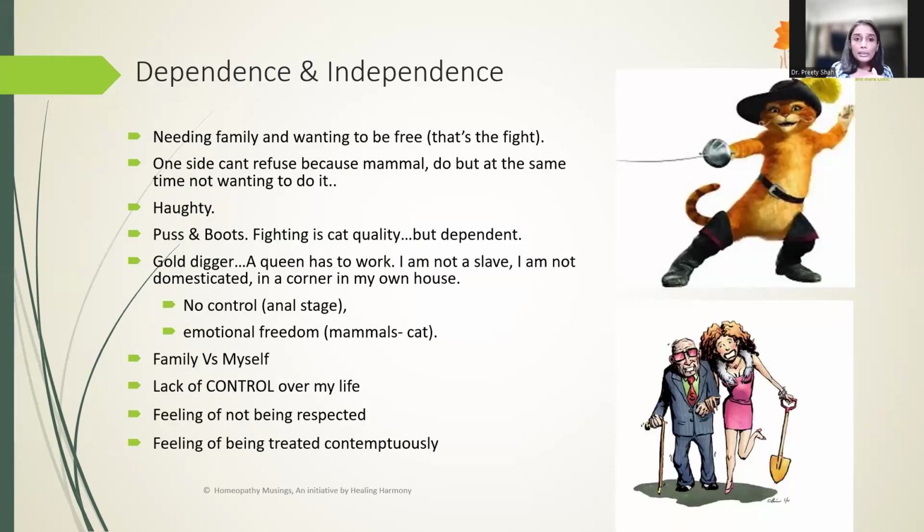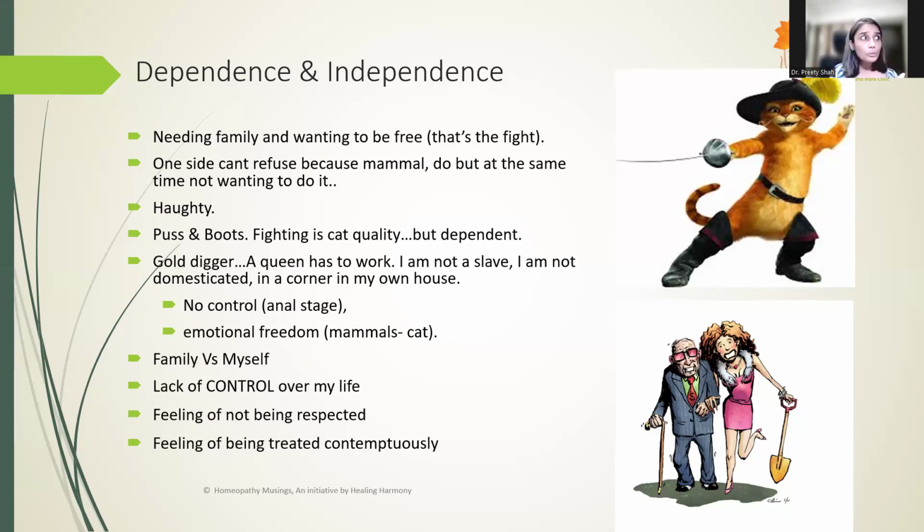They need the family, and at the same time they want to be free. So that's their whole fight. On one side, they can't refuse because they are a mammal, but at the same time they want to. So there is an inner haughtiness. You can imagine Puss in Boots. Fighting is a cat quality, but at the same time they are dependent. Imagine the life of a gold digger, a queen who has to work. I'm not a slave, I'm not to be domesticated, but I am domesticated because, you know what? I need the comfort. I need the pleasure. I need to marry this old man because of whatever reasons.